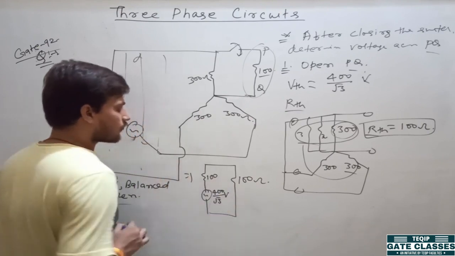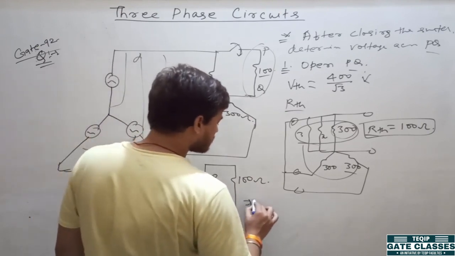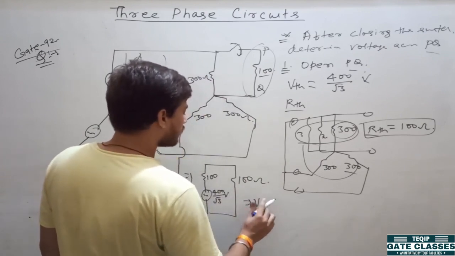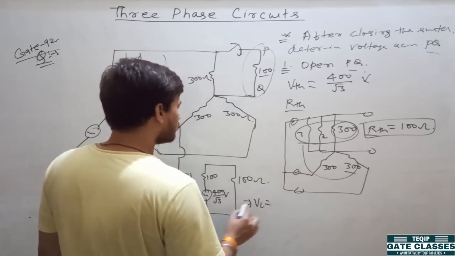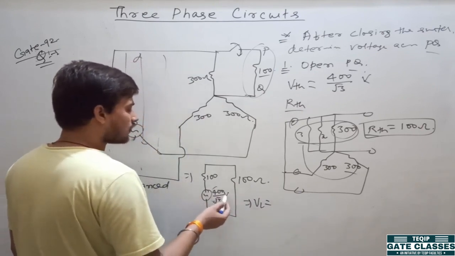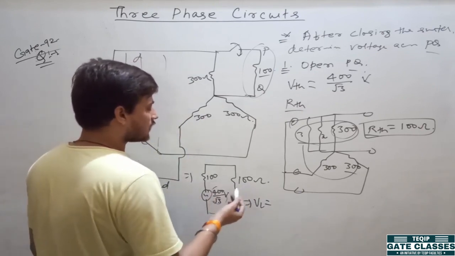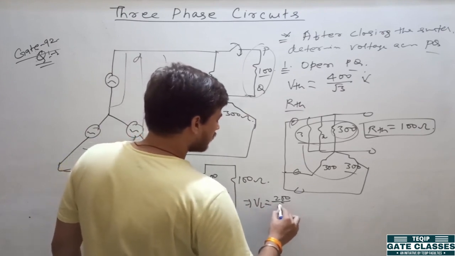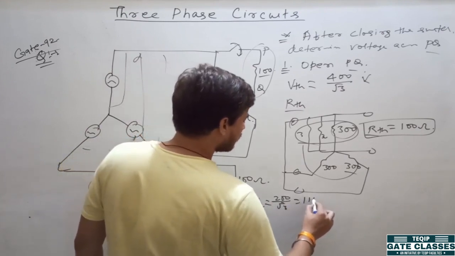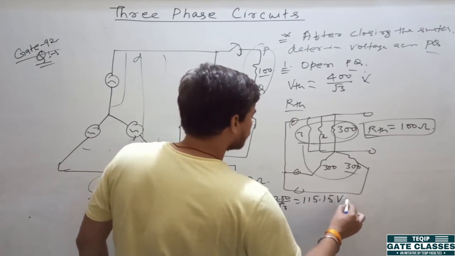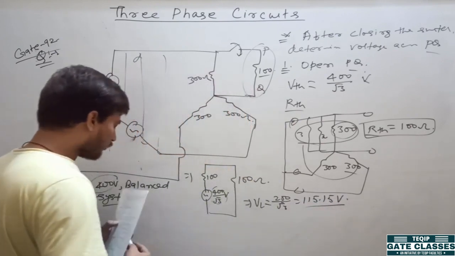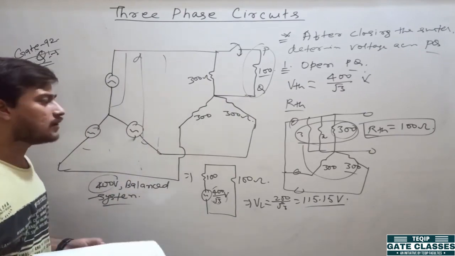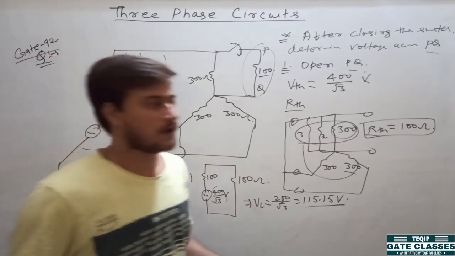So VTH is known. Now if you calculate the voltage across the load, this voltage will be divided into two parts. So here it will be 200 by root 3, or it is equal to 115.15 volt. 115.15 volt will be the answer. Clear?